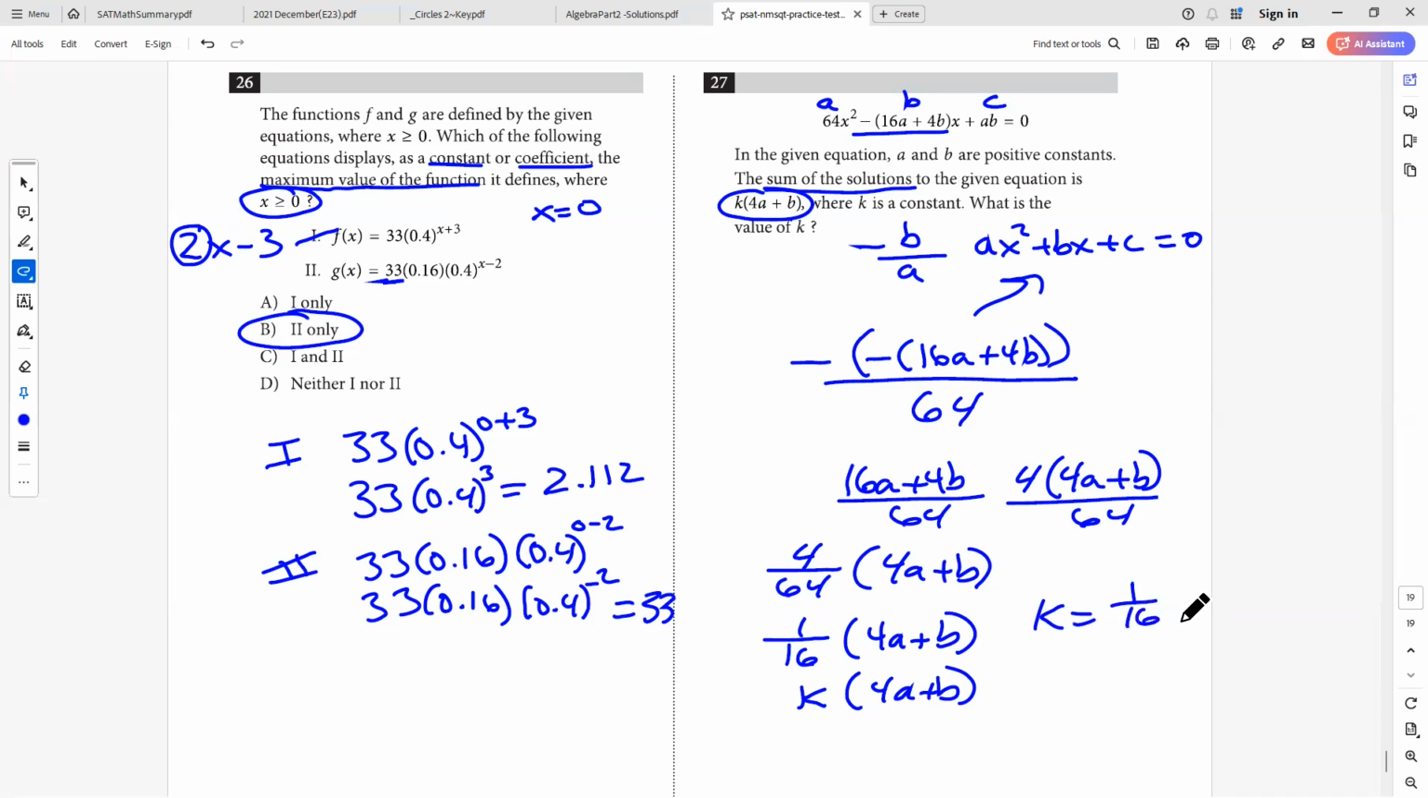So again, a quadratic. Want the sum of the solutions. Sum of the solutions is negative b over a. If they wanted the product of the solutions, that would have been c over a. So again, identify the problem, identify the formulas that you need to use, and solve that problem.